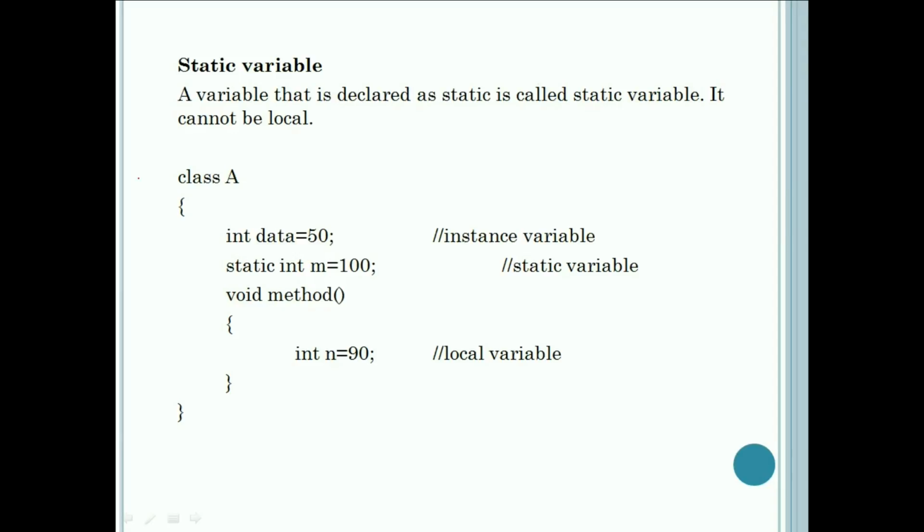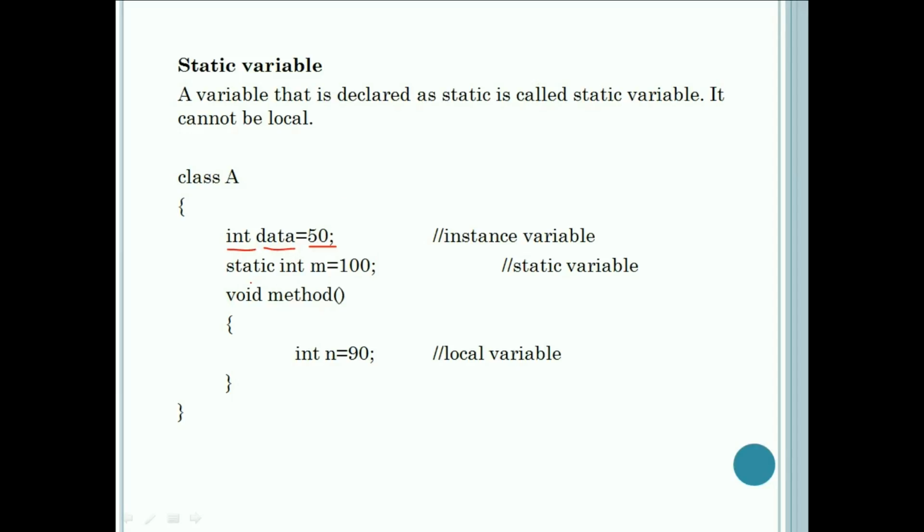Now let us explain these variables through an example. We have written a class A, where A is the name of the class, and then we have int data equals 50. Int is the integer data type, data is the variable, and 50 is assigned to the data variable. It's an instance variable. It is declared inside the class and outside the method. That's why it's called an instance variable.